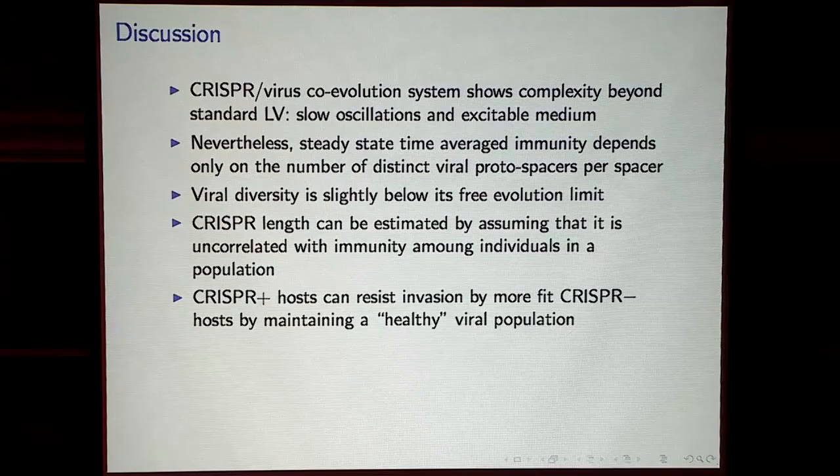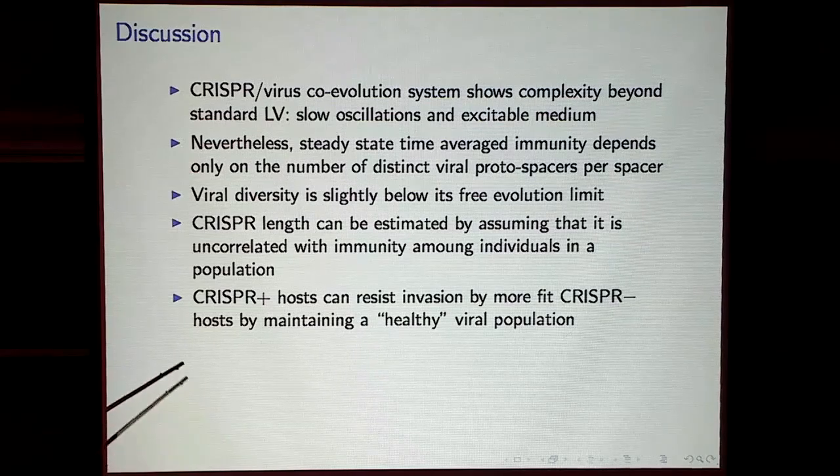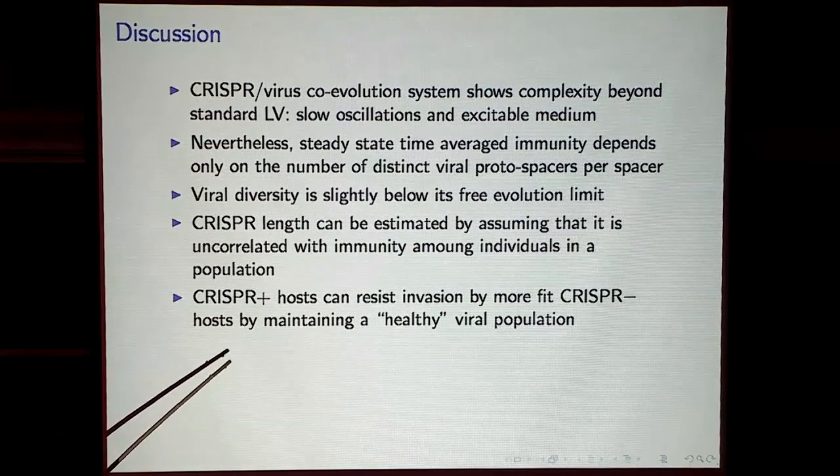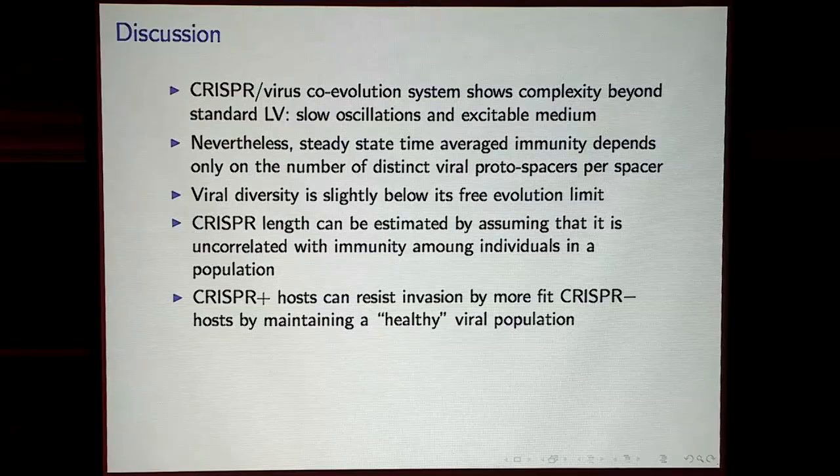Now here's the speculative part. CRISPR hosts can resist invasion by more fit CRISPR minus hosts, but to do that they need a viral population. Basically, what I would say is that the CRISPR plus hosts can use the virus as a weapon against the CRISPR minus hosts. And to do that, they need to restrain themselves from evolving immunity that's large enough that it will wipe out the viruses.